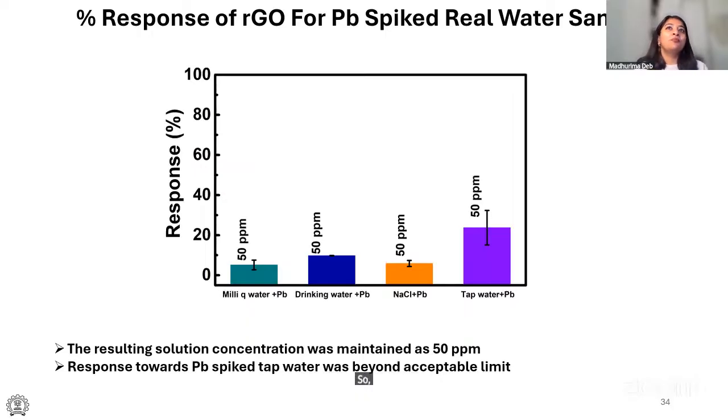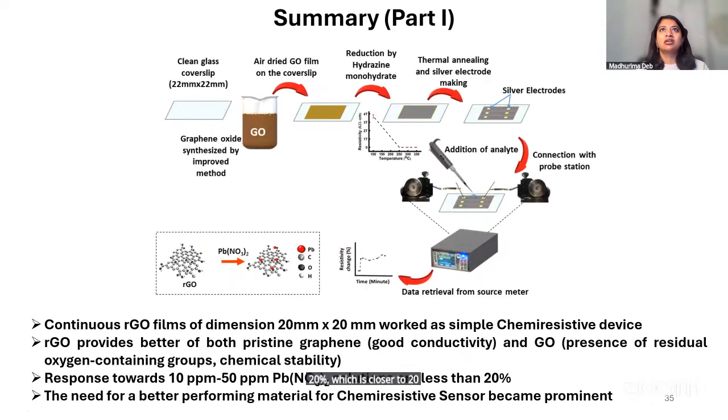So this is very important that you check your sensor with real life or real water samples also. So all resulting solution concentrations were maintained at 50 ppm, and then we checked the other responses as well. So these are all within around 20%, which is closer to 20% response.